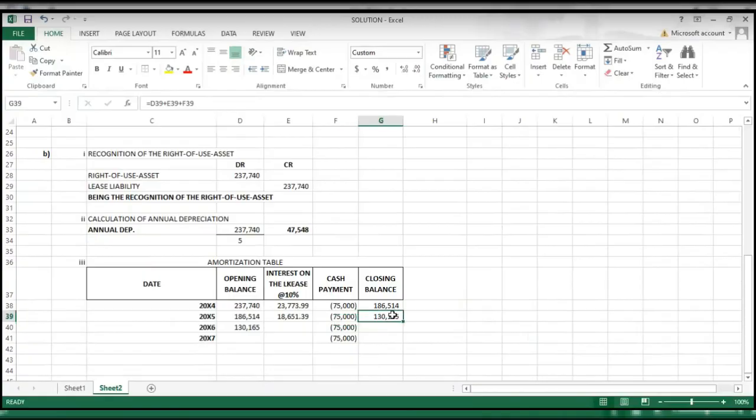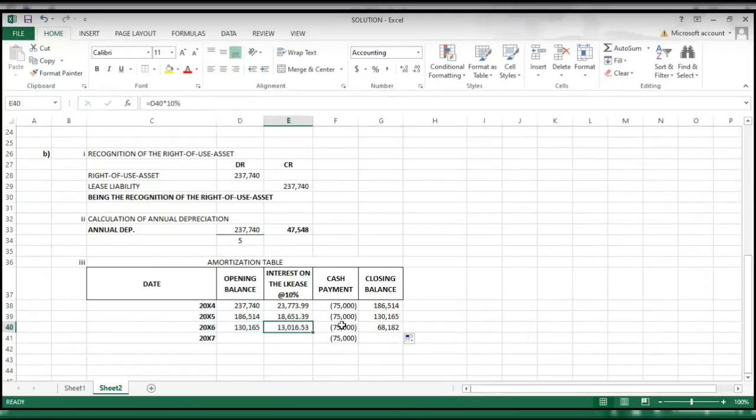So the closing balance here is the opening balance here, and interest will be computed on the opening balance to determine the interest for the period. That is what equals this times 10%, and then we arrive at the interest, and the closing balance is the difference. This formula is already there.